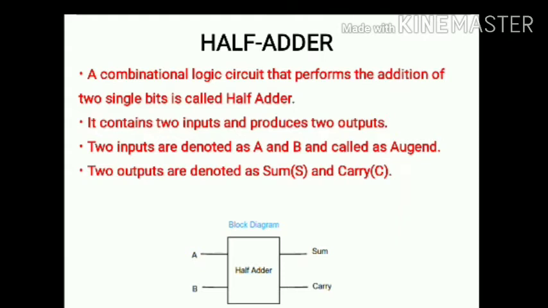First we'll see half adder. Half adder is a combinational circuit that performs the addition of two single bits. It contains two inputs and produces two outputs. See the block diagram. The inputs are denoted as A and B, and the outputs are denoted as sum and carry. Here sum is represented as S and carry is represented as C.